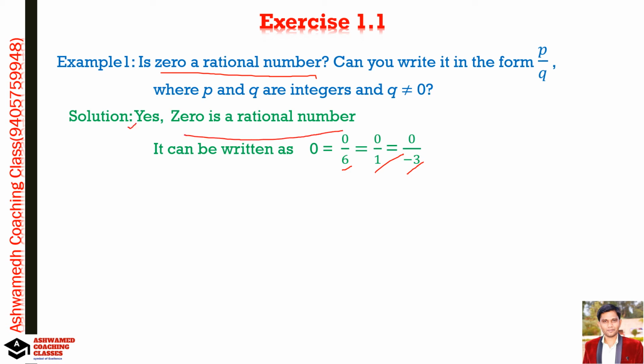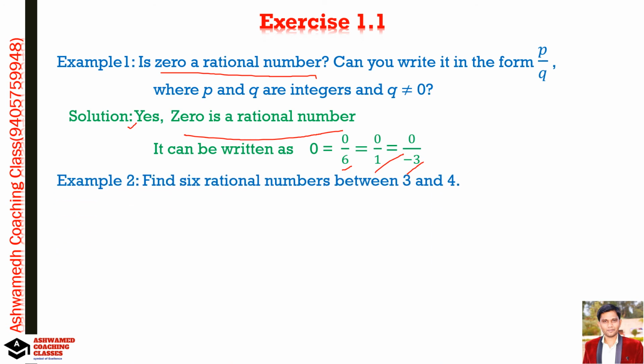This is true. Next is: find 6 rational numbers between 3 and 4. How to find 6 rational numbers between 3 and 4? This is again simple, we have seen that. We want 6 rational numbers between 3 and 4, so what should be our denominator? Our denominator should be 6 plus 1, which is equal to 7.